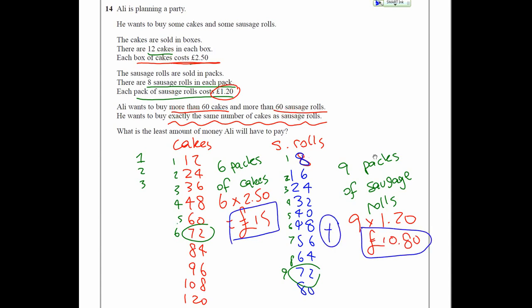Do a big add. That's going to be £25.80 is the total cost. Let's check we've answered this. 60 cakes, 60 sausage rolls, exactly the same amount of each. Least number, 72. Job done. Okay, clear the ink.